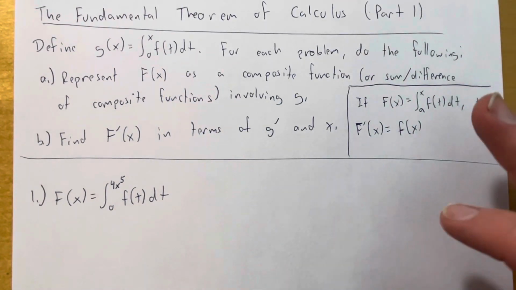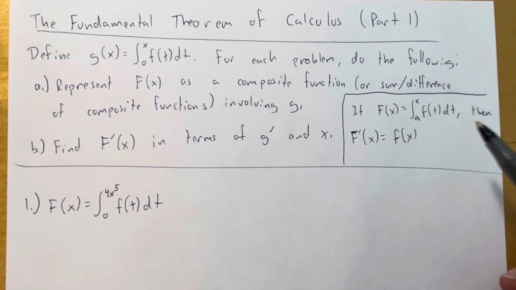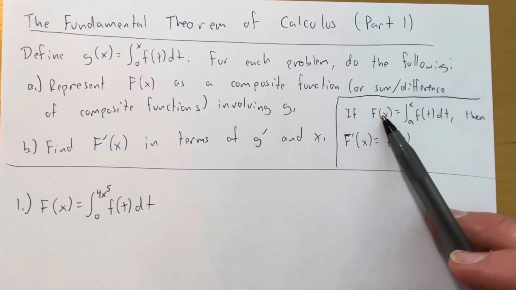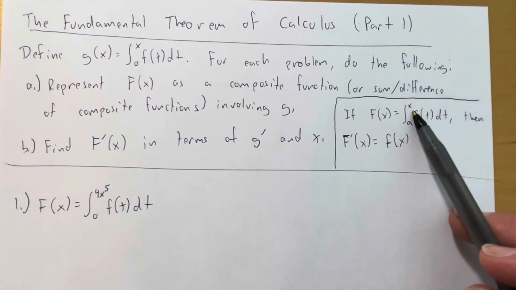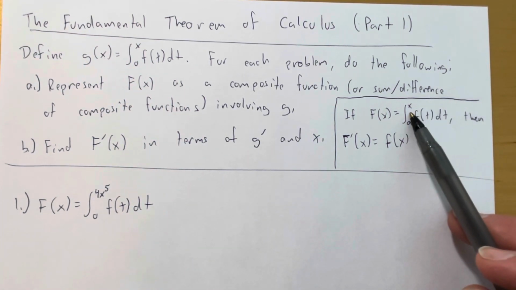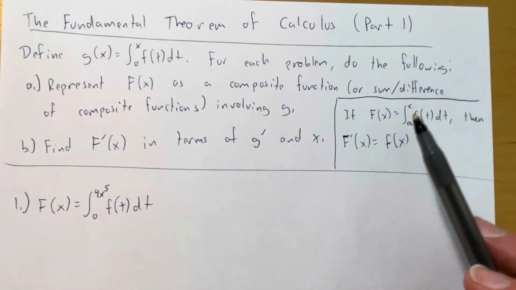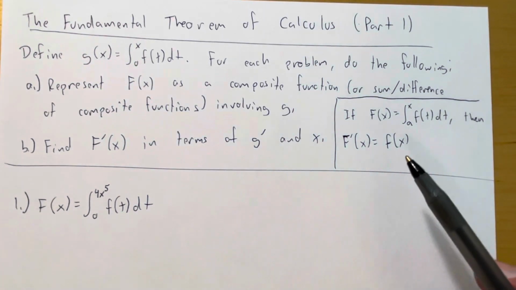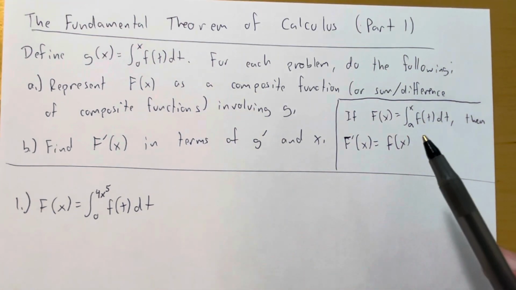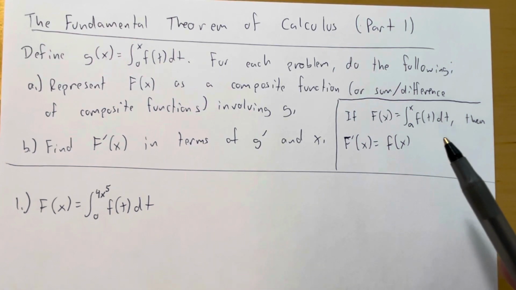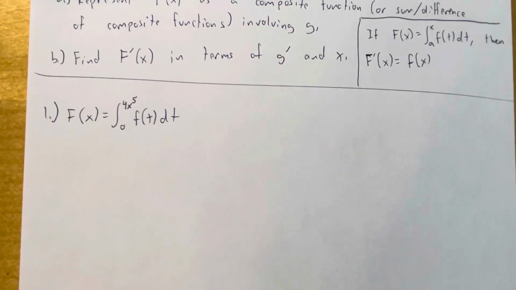Okay, so the key thing that's going to come up in all of these problems is we're going to be defining capital F of x similar to this, but where the upper limit of integration is not just an x. It's going to be some function of x. It's g of x that's defined exactly this way. So we have to make little modifications to be able to apply this theorem, and that's what part A is setting up for us. So let's take a look at this first example.